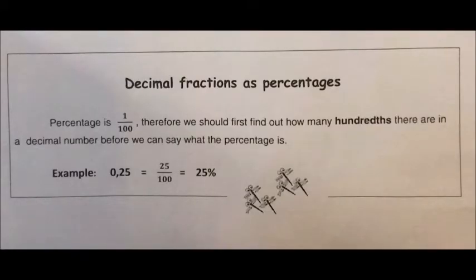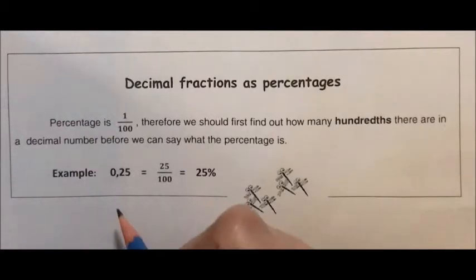When we get to decimal fractions, we also use 100. So percentage is 1/100. Therefore, we should first find out how many hundredths there are in a decimal number before we can say what the percentage is. For example, 0.25 is equal to 25 hundredths, which equals to 25%.